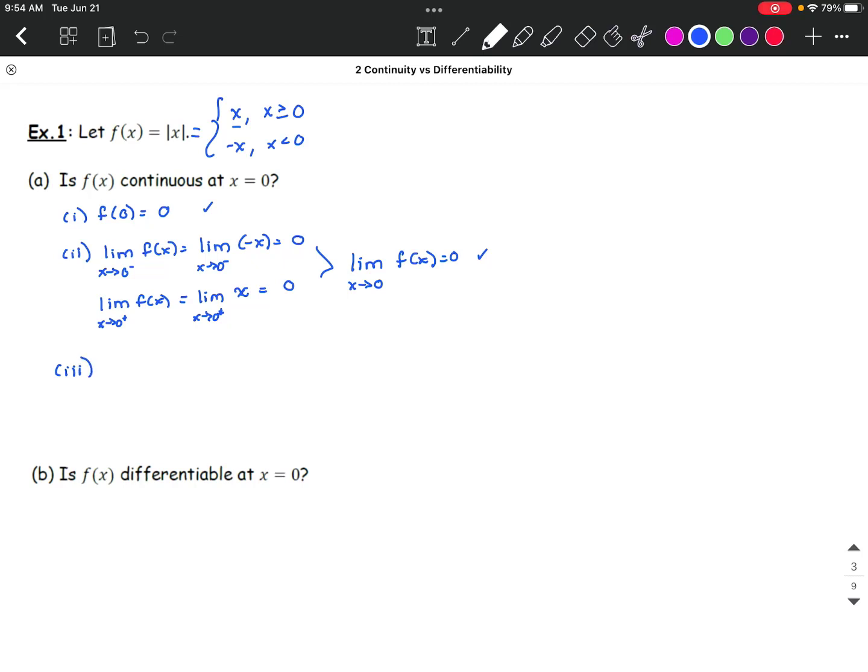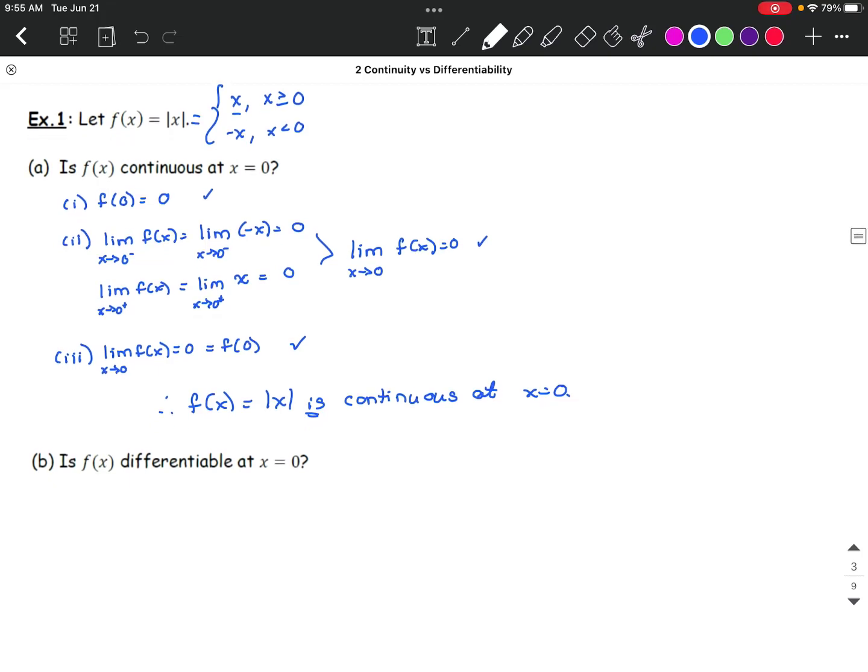Now the third step is to show that this limit, x approaches 0 of f of x, which we found is 0, is the same as the function of 0. That works. Therefore, f of x equal to the absolute value of x is continuous at x equals 0. And we actually know that it's continuous everywhere because the top piece of the function is a linear function, the bottom piece of the function is a linear function, and linear functions are continuous because they're polynomials. So we now know that f of x is continuous everywhere.